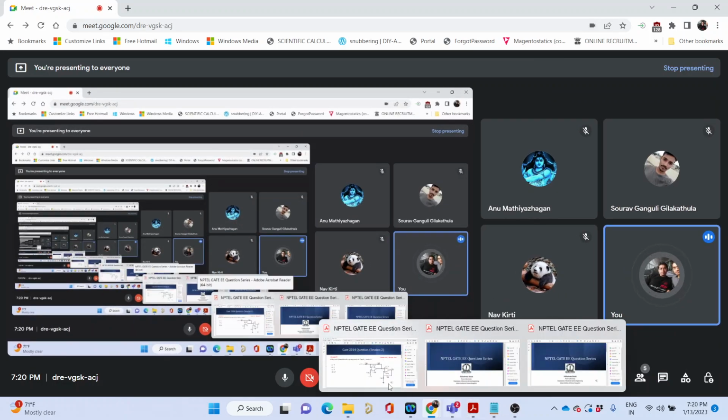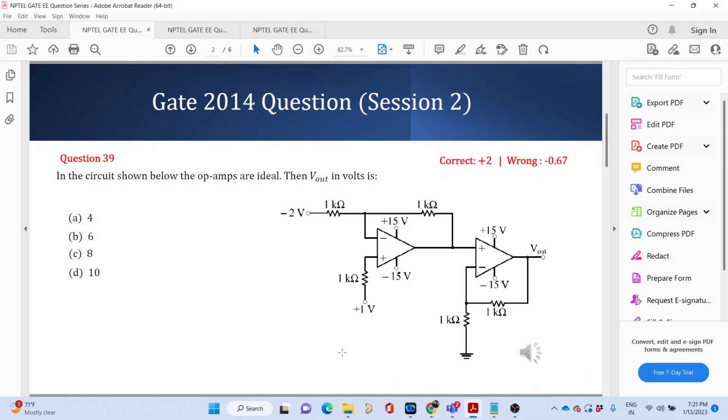Why are people from electrical engineering afraid of these analog circuits? These are very simple sums. I mean, I don't feel there is anything difficult in it. Navkirti, what is the problem that you are facing in this sum? If you could briefly explain.